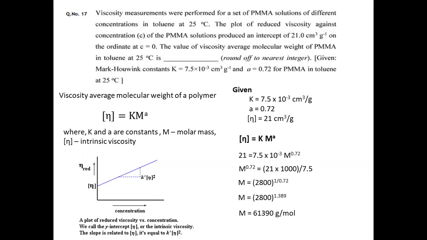After simplification, we find that viscosity average molecular weight of polymer is 61,390 gram per mole. For more detailed description of different molecular weight of polymer, please watch our video on that topic.